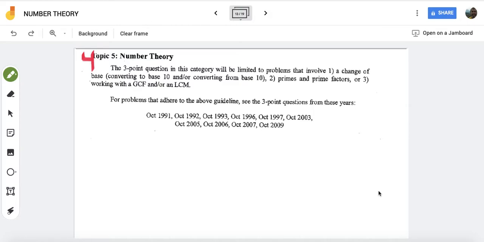All right, math theme. The fourth category for the first meet is number theory. There's quite a few types of problems they can give you. It could be a change of base, converting to base 10, or converting from base 10, primes and prime factors, or working with the greatest common factor or the LCM. I've prepared a couple of questions for each one.